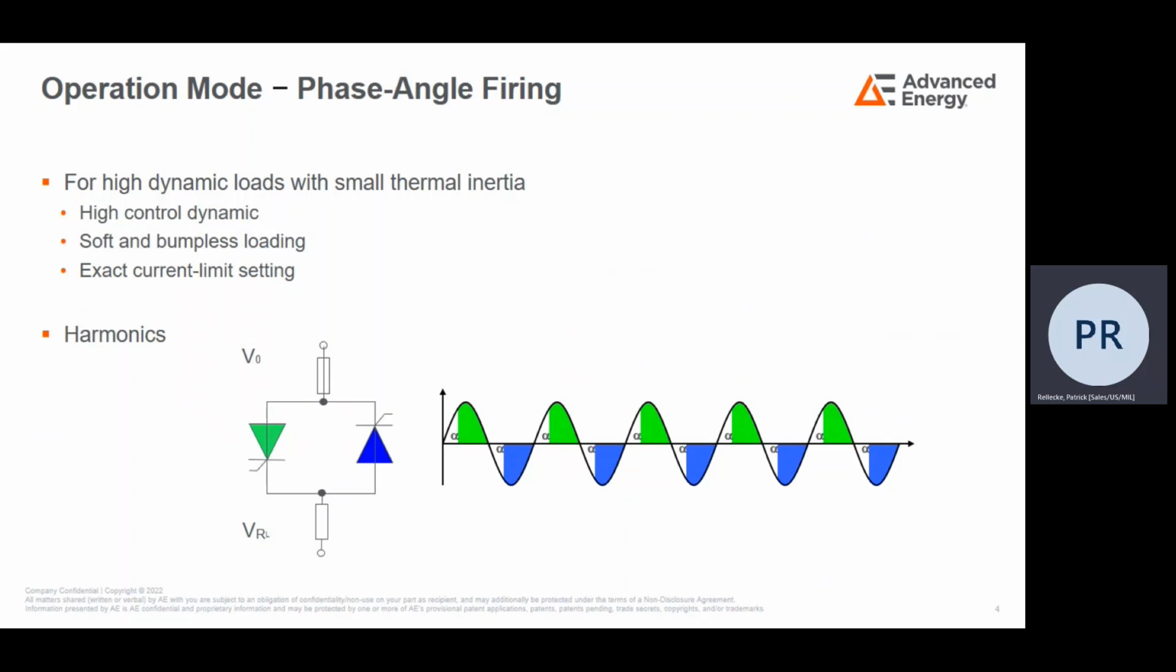One of the most common operating modes, phase angle firing, is often utilized for loads with a small thermal inertia. These loads require a high control dynamic. Phase angle firing takes a certain alpha and cuts the sine wave at the angle to allow a certain amount of power to the load. It can be visualized by picturing a dimmer switch and a light bulb. A larger alpha results in a less bright lamp as opposed to a small alpha. The biggest drawback of this operating mode is the harmonics it creates.